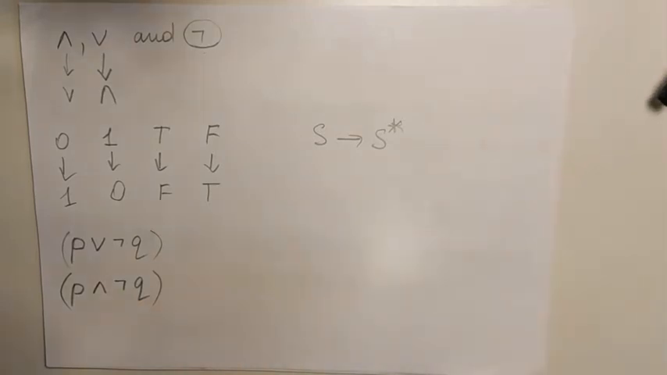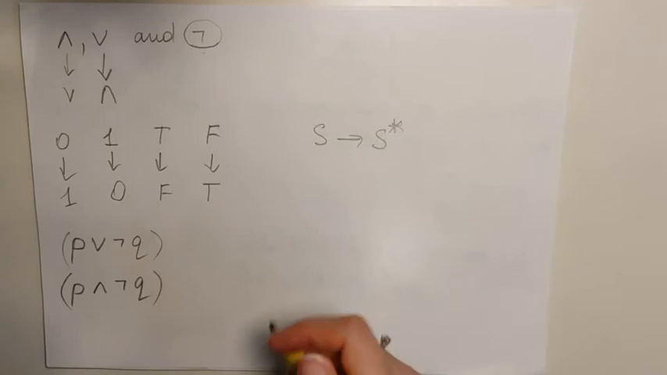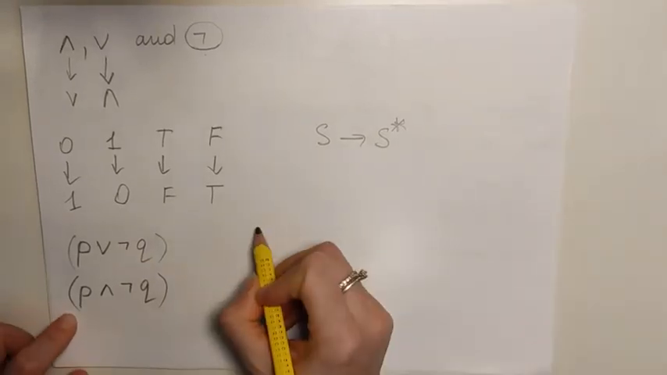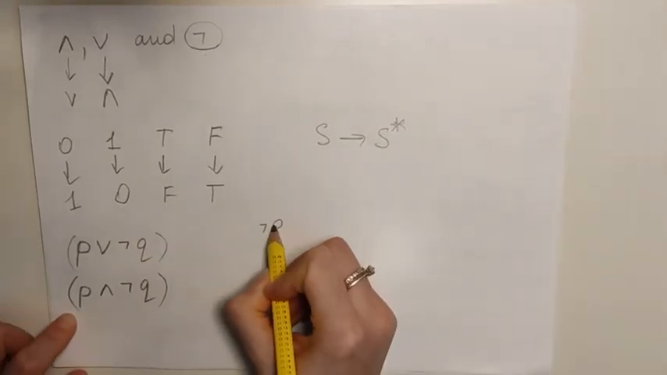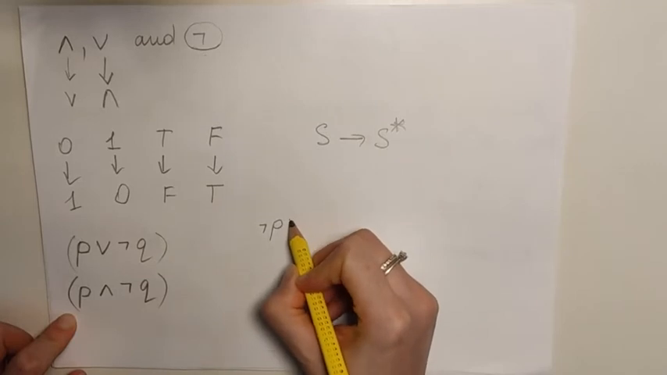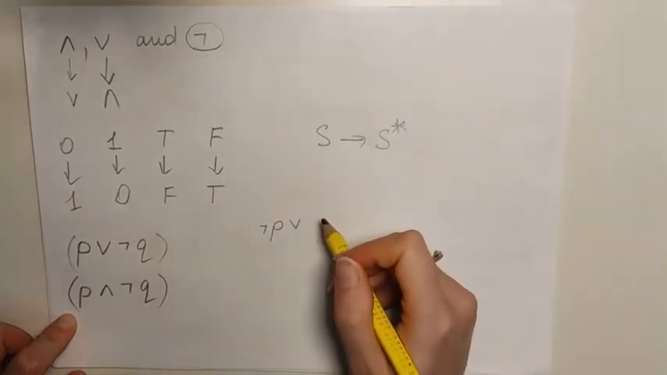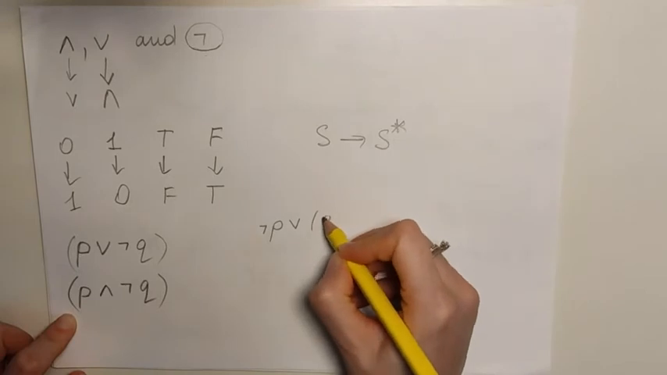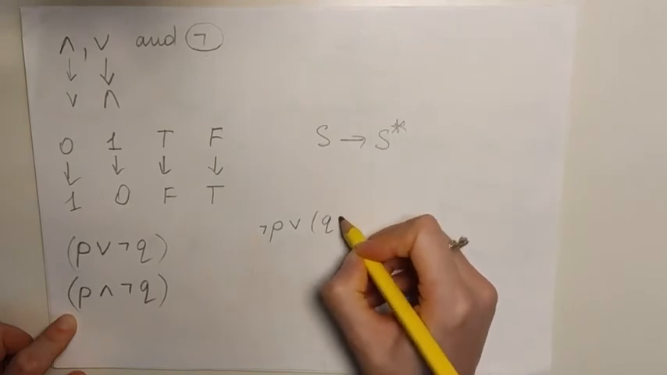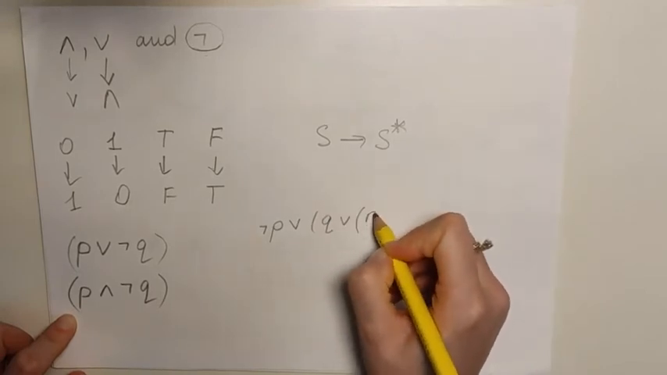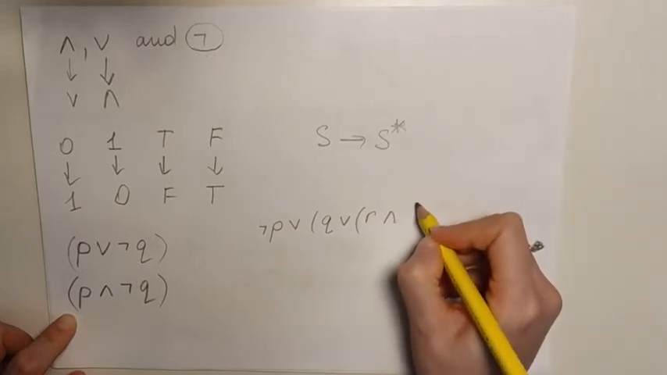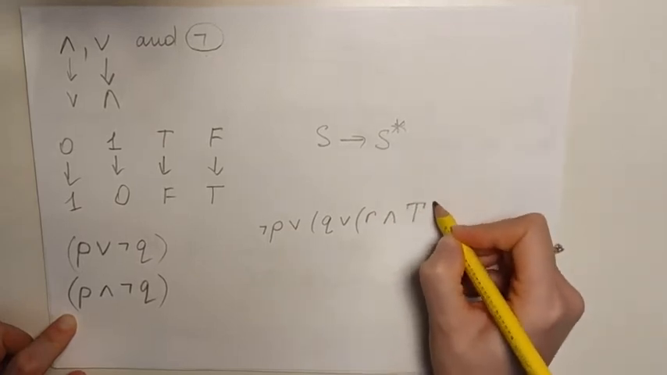So that is the dual of this proposition. Let me show you another example. Okay, negation P, disjunction Q, again disjunction, or conjunction true, the statement true.